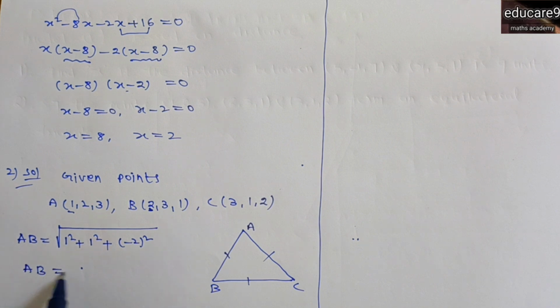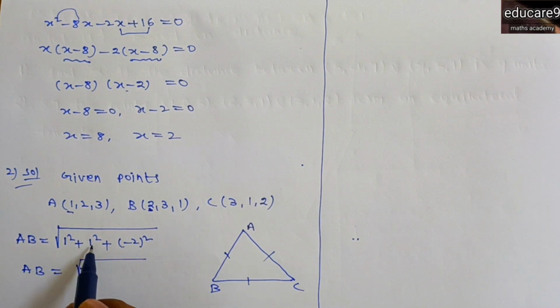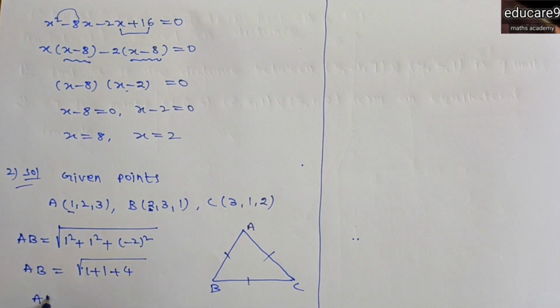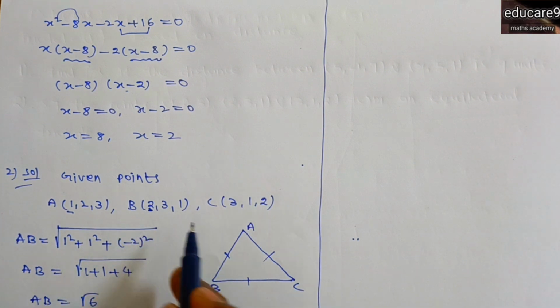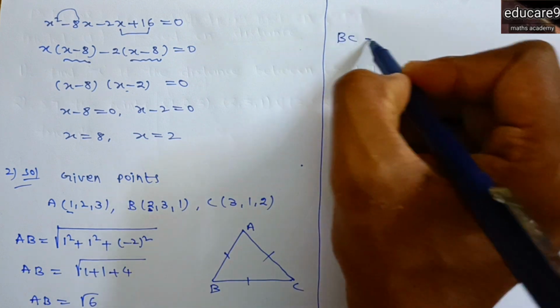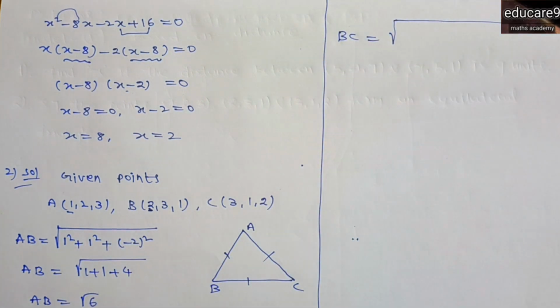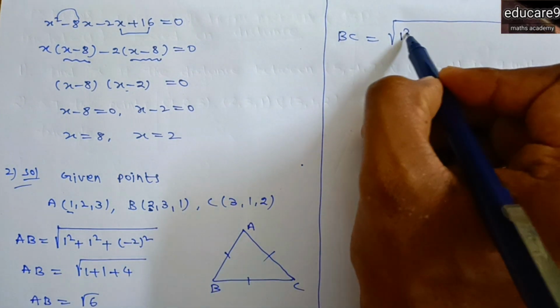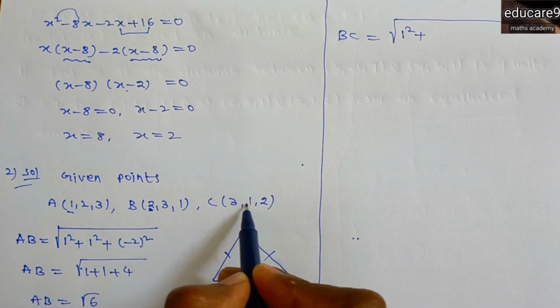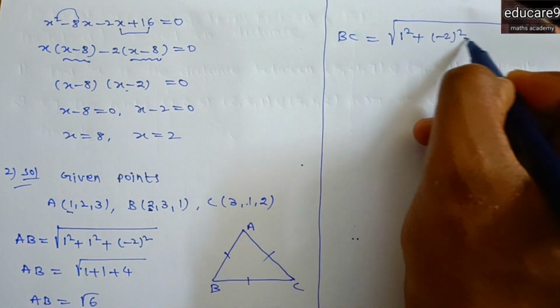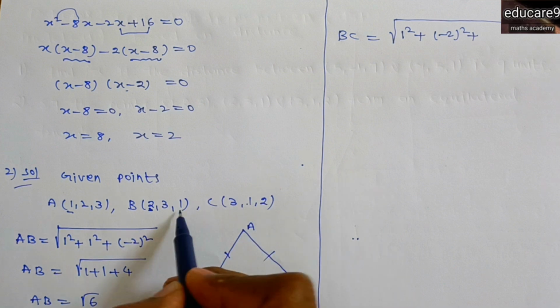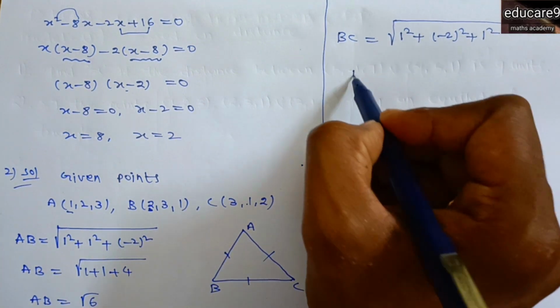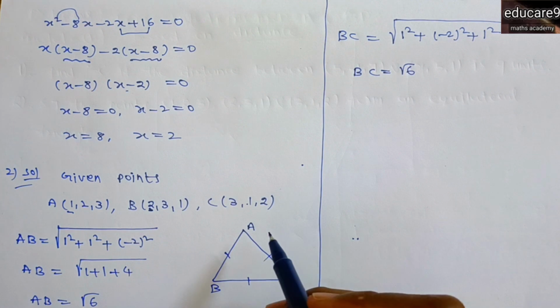Clearly what is AB? AB is equal to 1 square is 1, again 1 square 1, minus 2 square is 4. So clearly AB is equal to root 6. Similarly you can find distance between B and C. So BC is equal to, again we can use the same formula, x2 minus x1, 3 minus 2, 1 whole square, y2 minus y1, 1 minus 3, minus 2 whole square, plus z2 minus z1, 2 minus 1, 1 square. So this is also same, BC equal to root 6.